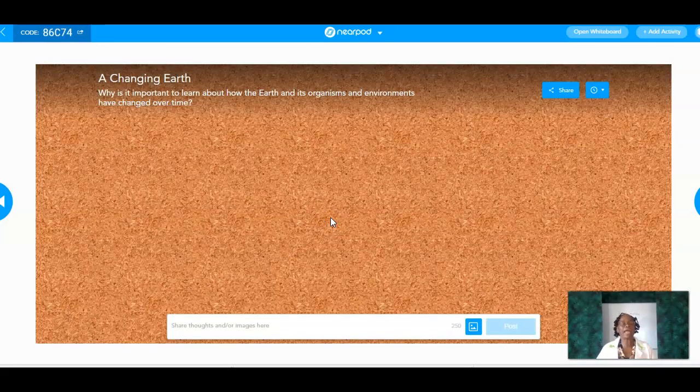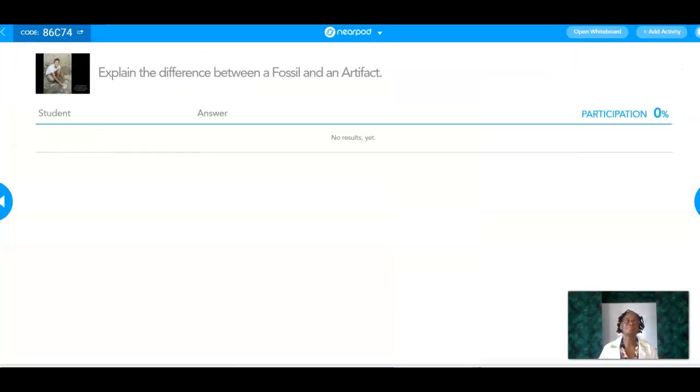And then we want to ask another question. Why is it important to learn about how the earth and its organisms and environments have changed over time? Again, you can give them notes to clarify, or you can just clarify right here on the collaboration board with them as they are sharing. Then you have the students explain the difference between a fossil and an artifact. And this particular slide is one we haven't looked at yet because they're simply writing it out.